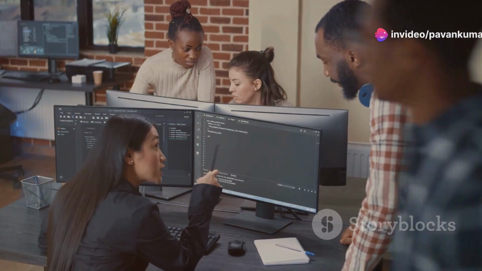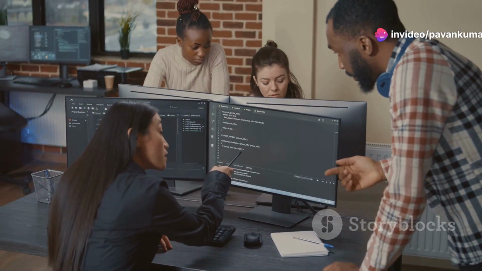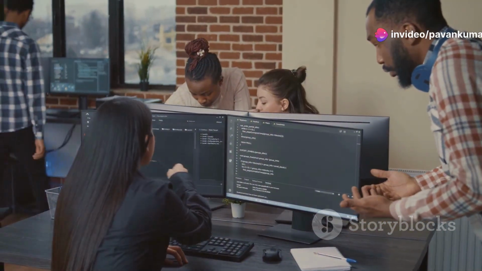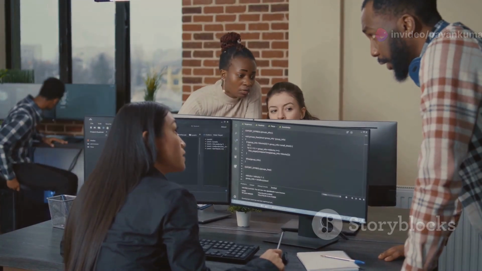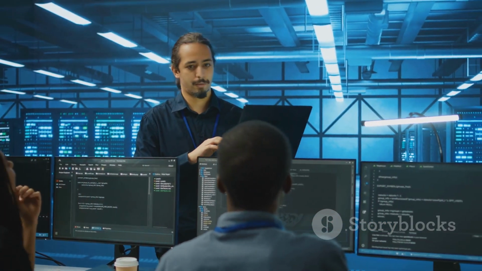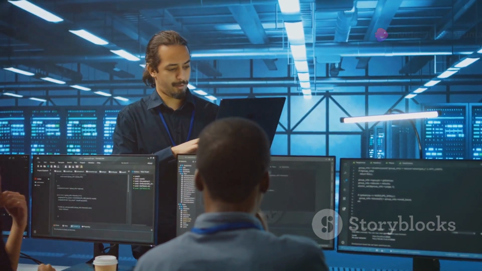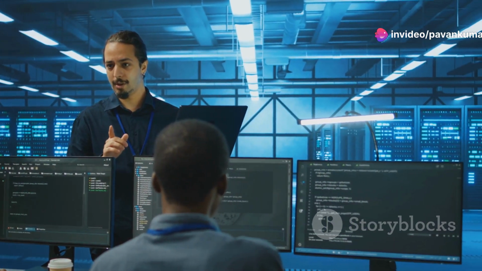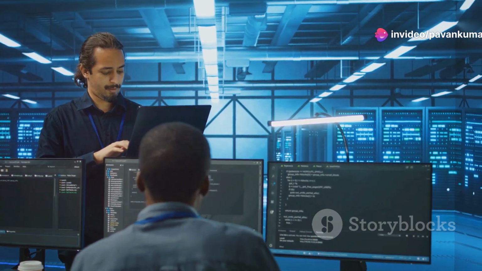At their core, CASE tools aim to automate repetitive tasks, improve collaboration among team members, and enforce best practices throughout the development process. By providing a centralized repository for project artifacts, CASE tools foster better communication and reduce the risk of errors caused by miscommunication or inconsistent information.